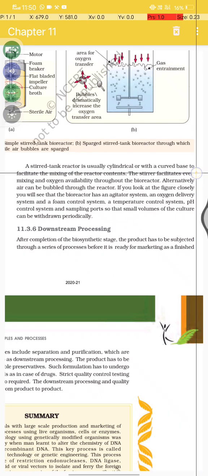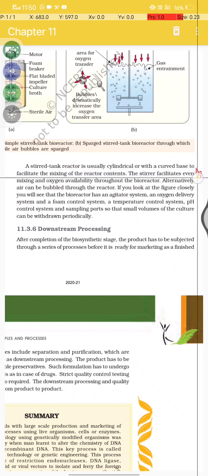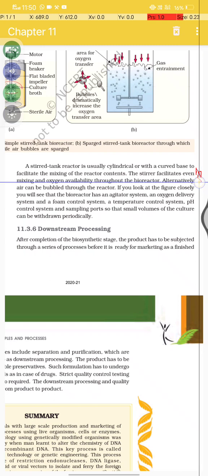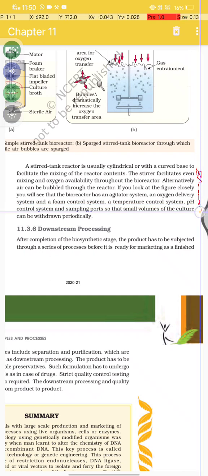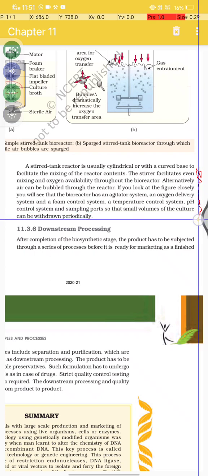A stirred tank reactor is usually cylindrical or with a curved base to facilitate the mixing of the reactor contents. The stirrer facilitates even mixing and oxygen availability throughout the bioreactor. Alternatively, air can be bubbled through the reactor. If you look at the figure closely, you will see that the bioreactor has an agitator system, an oxygen delivery system, a foam control system, a temperature control system, a pH control system, and a sampling port so that a small volume of the culture can be withdrawn periodically.